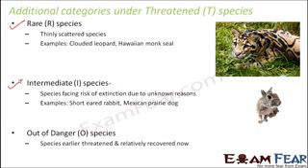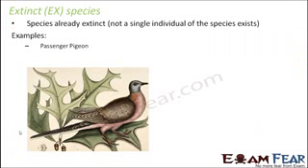The third category is out of danger species. So these are the species which were earlier threatened and have relatively recovered now. So not fully recovered, but relatively okay. So that's like out of danger species. But since they were threatened very recently, they still fall under the category of threatened.